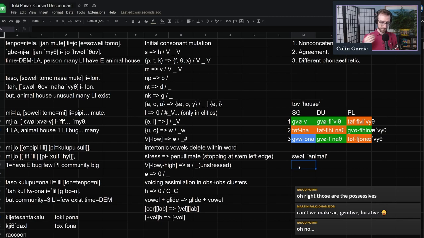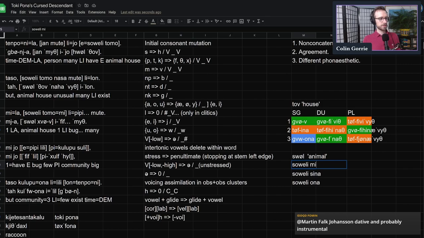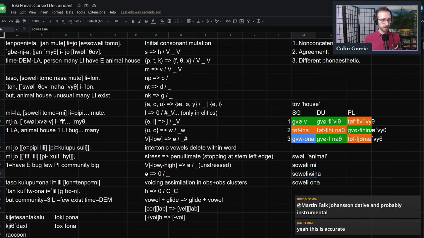So we need to do a little bit more to find out. If I'm doing something ungrammatical in Toki Pona, please stop me. But I think this is accurate. So soeli mi. So how are we going to do this? Let's go through our sound changes. We'll do our lenition first. So soeli vi, soeli hina, soeli ona.